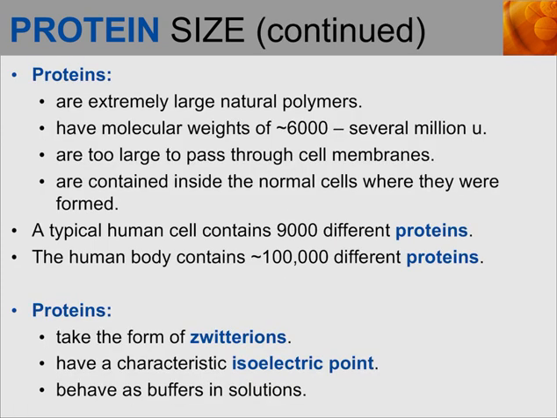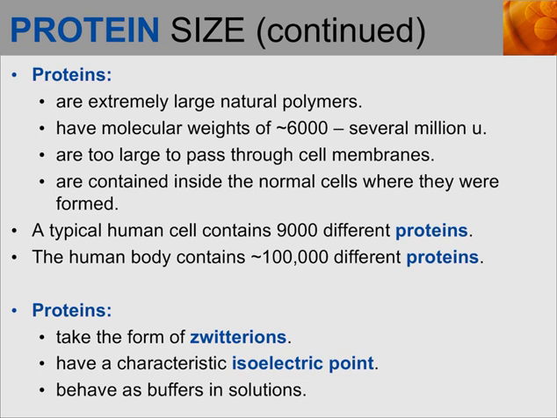So proteins in general are extremely large polymers. They have, again, very large molecular weights relative to, for instance, a single amino acid. They're too large to pass through cell membranes, although remember when we talked about cell membranes, we said that proteins can exist in a cell membrane and help transport small ions or even really small molecules through to the interior of the cell, but also back out to the exterior of the cell.